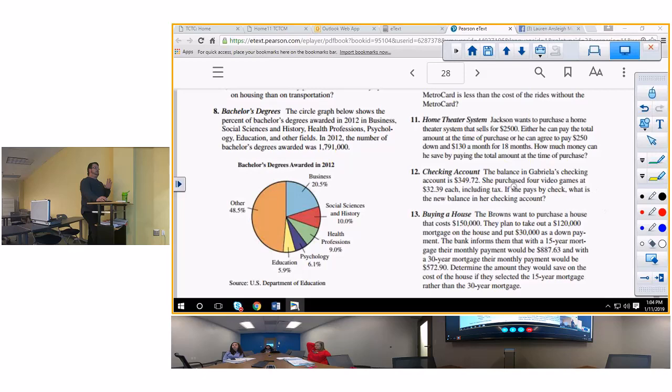Here's another one right here, checking account. The balance in Gabriella's checking account is $349.72. She purchased 4 video games at 32, blah, blah, blah. That's 4 times 33. 4 times 33 is 132, which is about half of that. So she's going to end up with some. If she pays by check, what is the new balance? So let's see if y'all can do that one. If y'all can do that one, then y'all are doing pretty good.